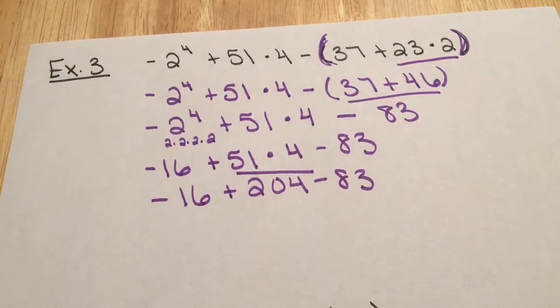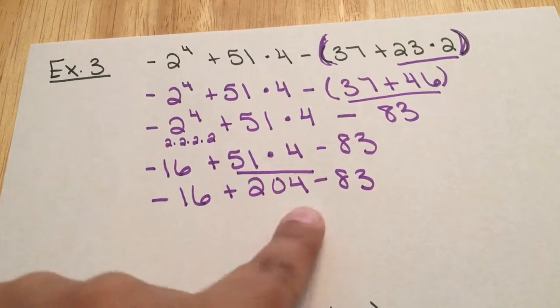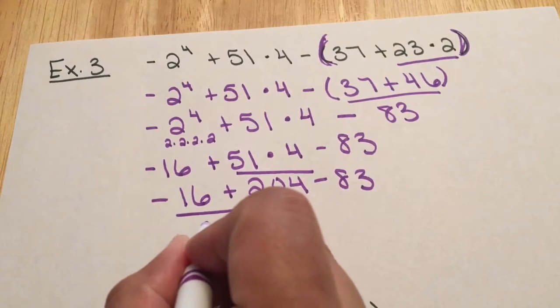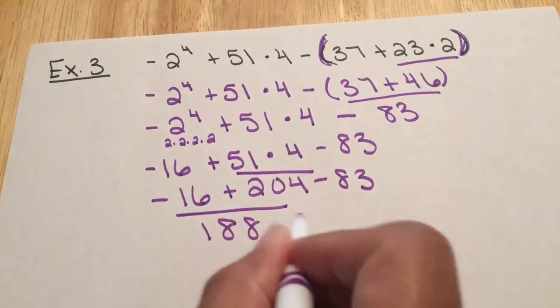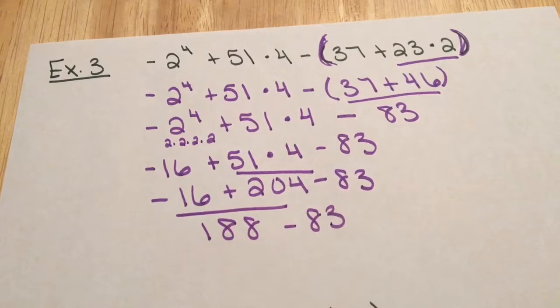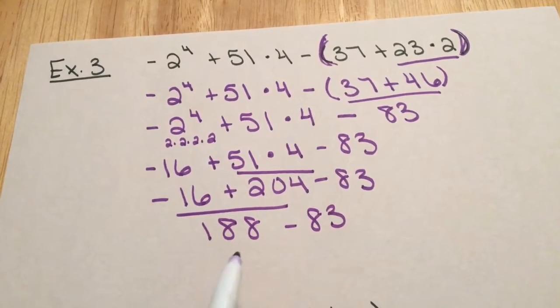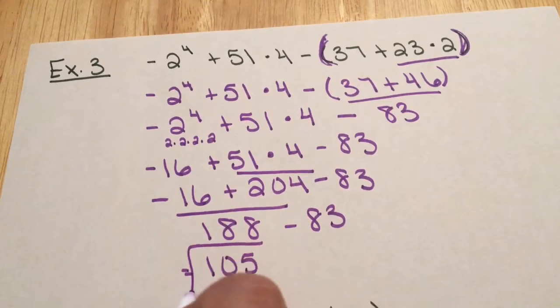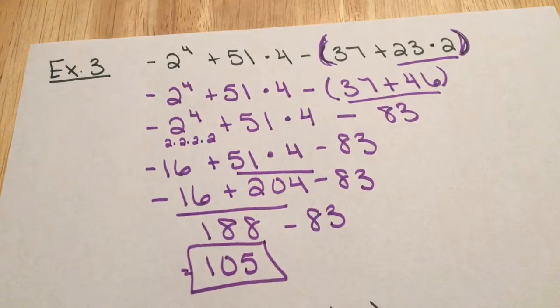Okay. Now, if we look at this, our last step is addition and subtraction from left to right. So if we notice, our very first operation on the left side is going to be this addition. So negative 16 plus 204 is going to be a positive 188 minus 83. And now we're down to our very last step. 188 minus 83 is going to equal 105. And that is our answer.